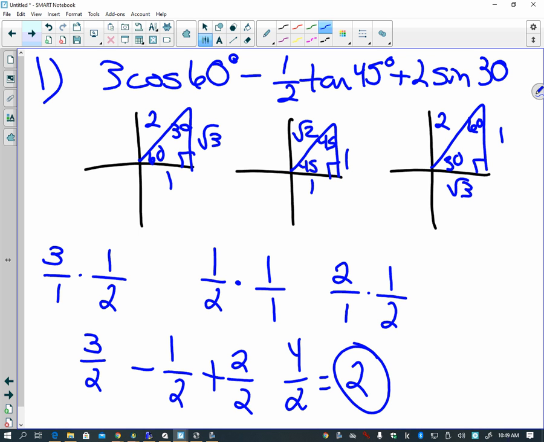Can you check your work by typing all of that in your calculator in one swath? Yes, you can. You can type 3 cosine 60 minus 0.5 tangent 45 plus 2 sine 30, making sure that your calculator is in degree mode, and it should give you the number 2. Keep in mind, though, that if it gives you an irrational decimal, then there is a radical in your answer somewhere, and you would need to show all of this work either way.